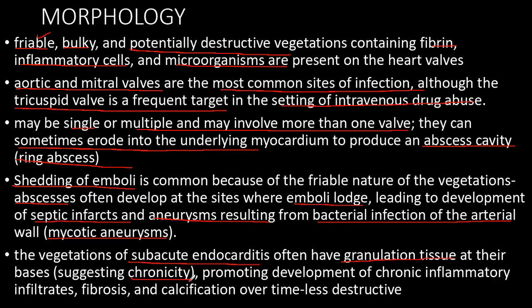Now, the vegetations of subacute endocarditis, if you look at them, they have granulation tissue, and this will suggest chronicity. That granulation tissue will promote development of chronic inflammatory infiltrates, and will also lead to fibrosis and calcification over time. But they are less destructive. The vegetations of subacute endocarditis are less destructive as compared to those of acute endocarditis.